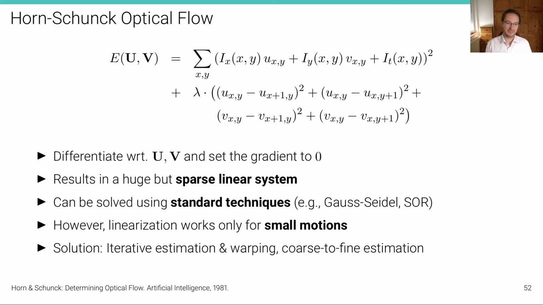And the solution to that that's typically performed is to, first of all, iteratively estimate. So we make a step, and if we haven't converged, then we make another step and we linearize around the current estimate. And because even that is not enough for recovering large motions, we also typically do a coarse to fine estimation strategy where we start with a small image resolution and then we do the optical flow estimation there because we know the optical flow is not larger than a few pixels. And then we go to the next higher resolution.